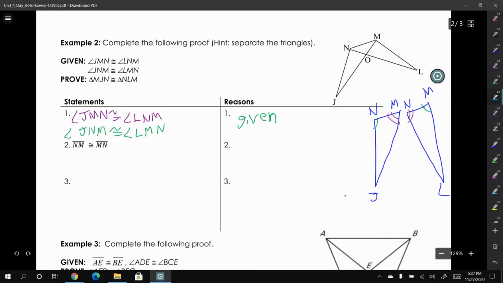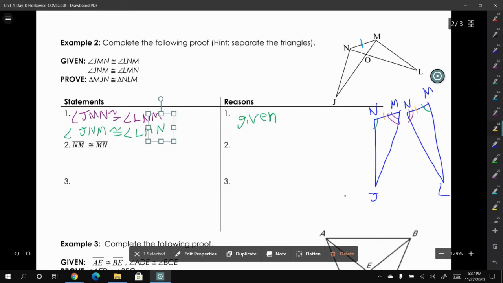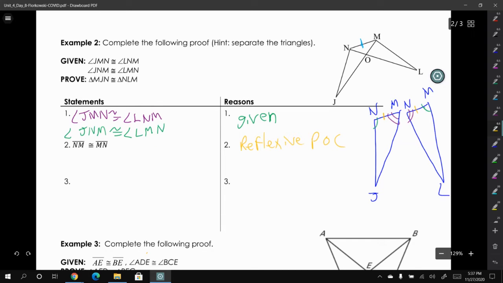Now let's look at statement 2. NM is congruent to MN. Well, that's a shared side. You can see that in our overlapping triangles that it's shared, but it might be easier to see it in the separated triangles where these two sides are the same thing. So that is the reflexive property of congruence. And like always, what we're trying to prove goes at the end. Triangle MJN is congruent to triangle NLM.